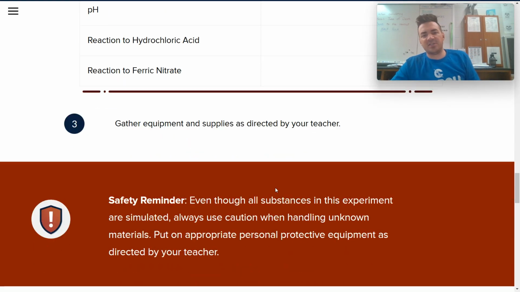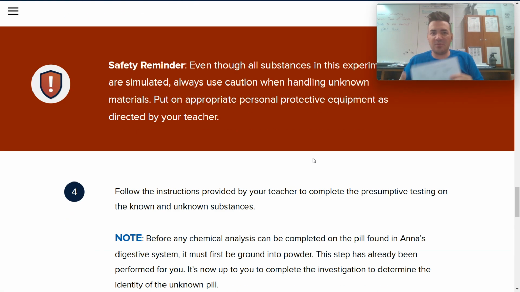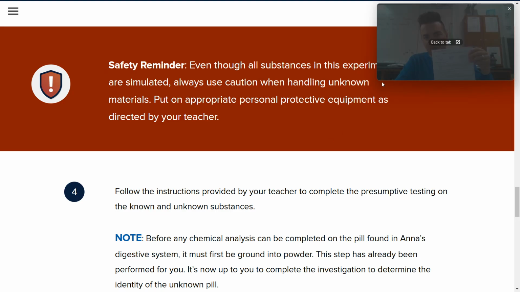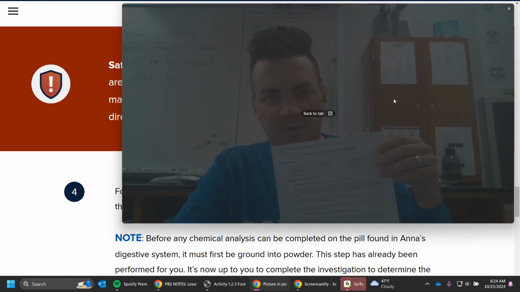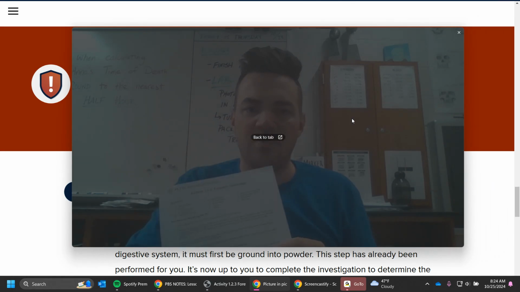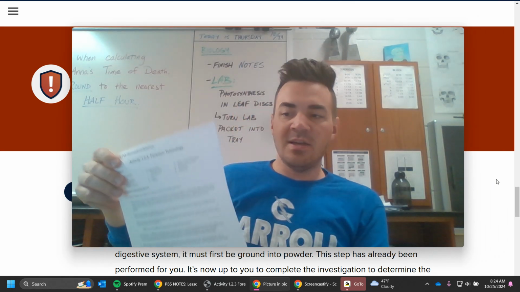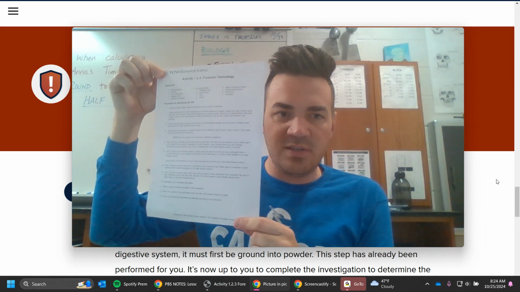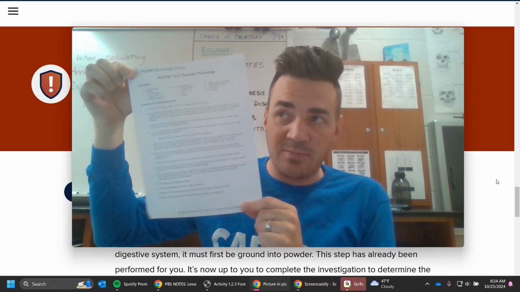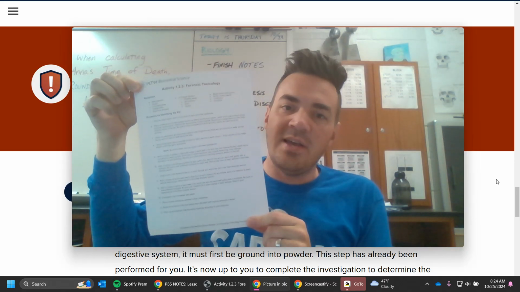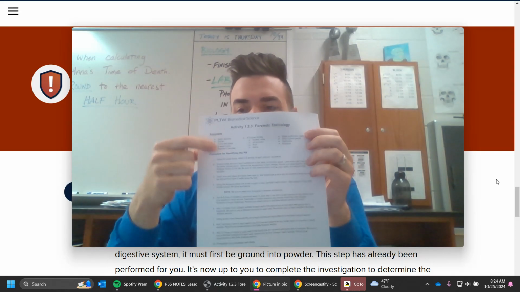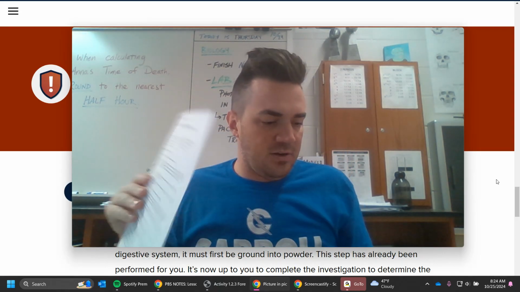So gather equipment and supplies as directed. Use your teacher and follow the instructions provided by your teacher. Those are available on this sheet right here. So I'm going to make myself bigger here for the video. Oh, no, come back. What's happening? There we go. All right, so pick one of these up. These are your procedure instructions for this lab. Those are going to be up at the front of the room, as well as all of the materials that you're going to need to collect, which are going to be available up here.